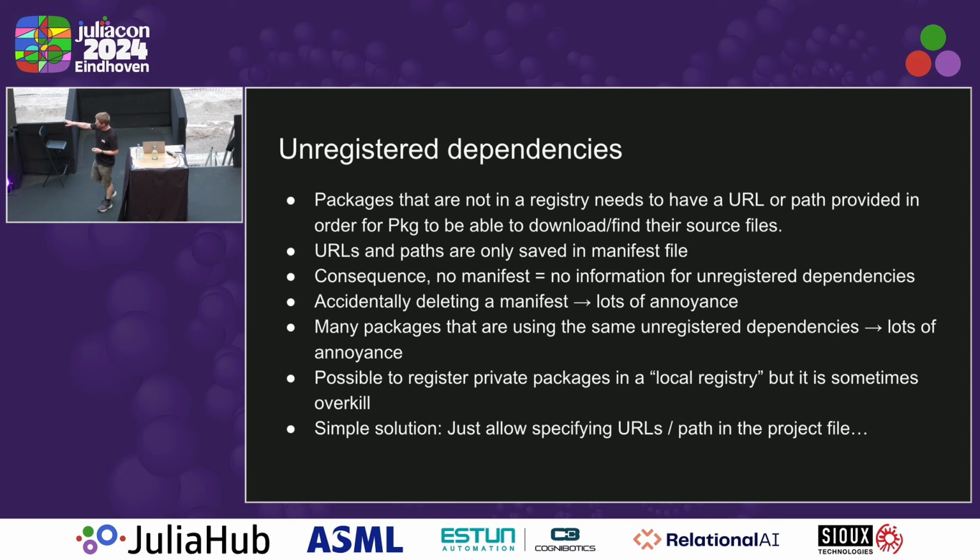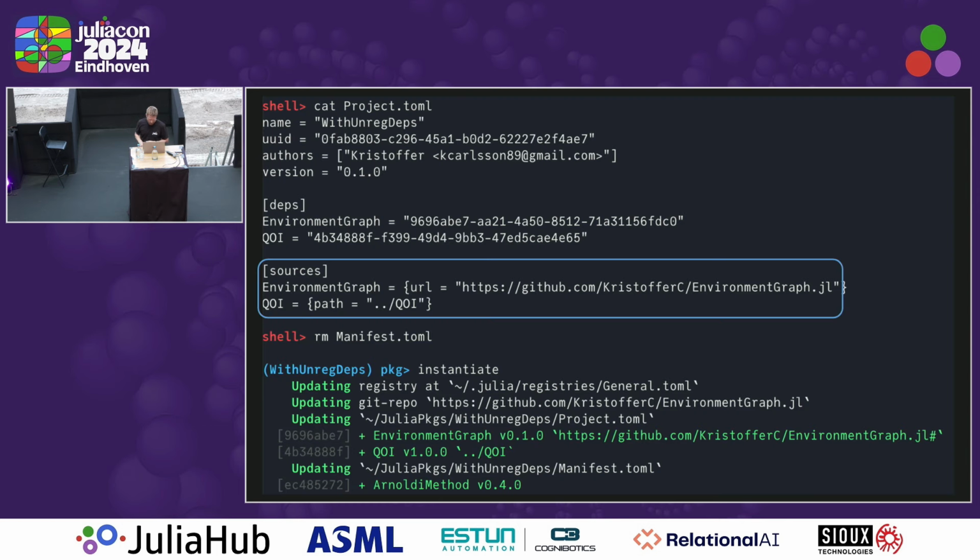If we have a lot of packages that are using the same unregistered dependencies, it's also annoying, because you have to add all these unregistered dependencies one by one. It's possible to use a local registry, but sometimes that's a bit overkill. So the simple solution here is just to allow specifying URLs or paths in the project file as well. So that's what sources does.